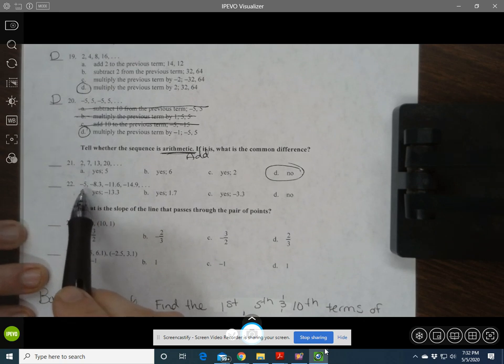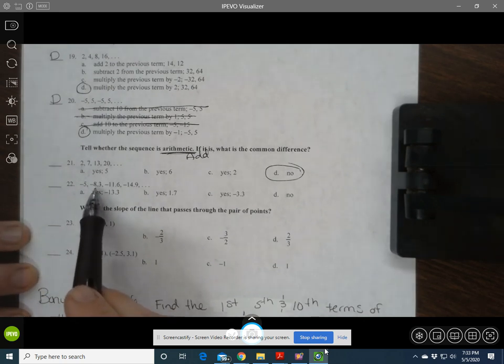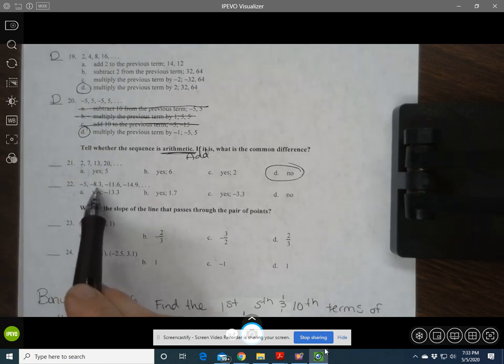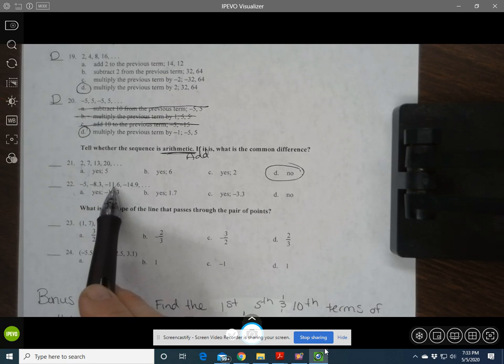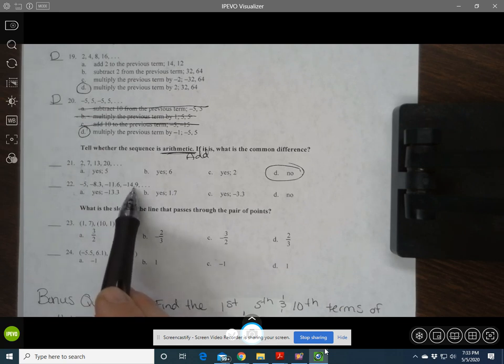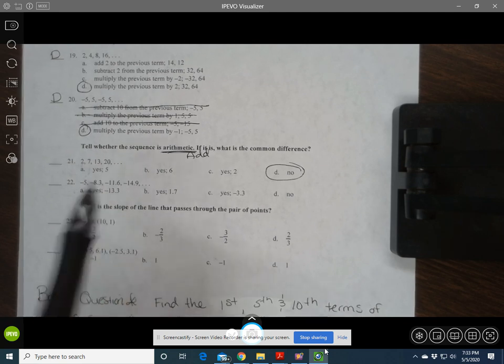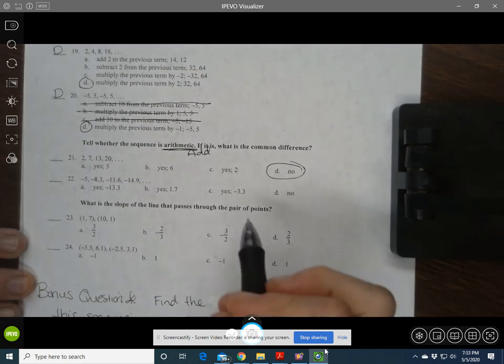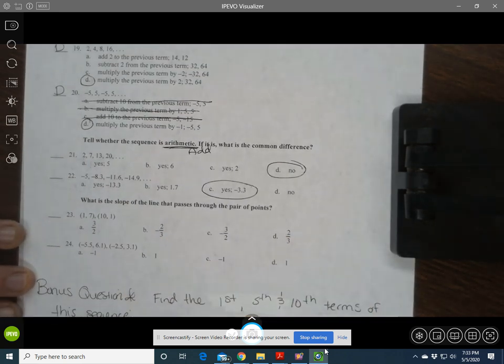On this one, how do you get from -5 to 8.3? Well, if you add a negative 3.3, you get 11.6. And then if you add a negative 3.3, you get 14.9. So every time they are adding a negative 3.3, so that means that it is arithmetic because it's adding, even if it's adding a negative. So it's going to be that one.